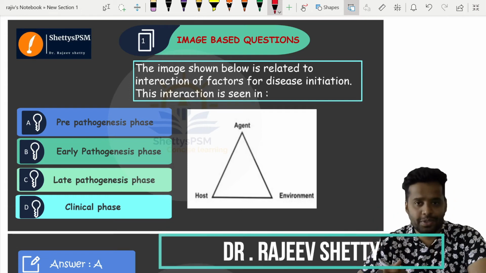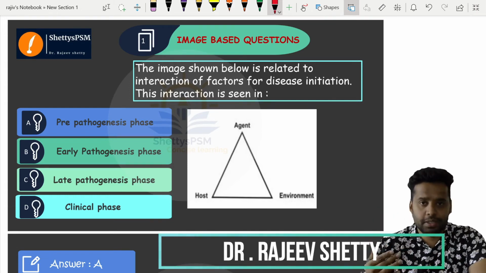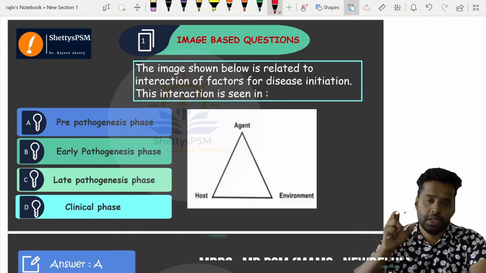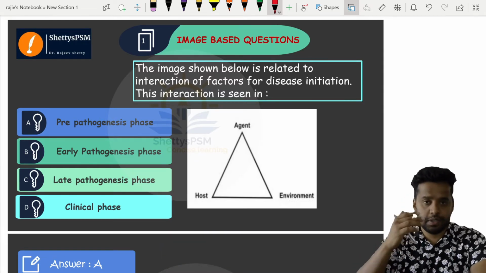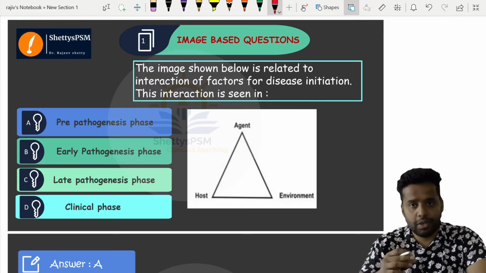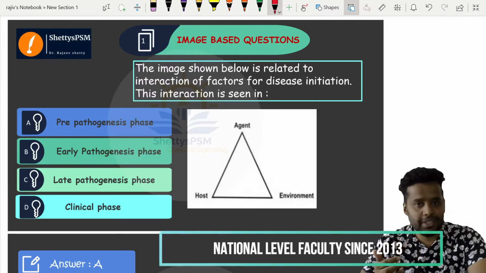Hi students, today we are discussing all the image-based questions which I have posted on your Instagram page. There were a total of 100 questions. I have given the PDF for you. So in this session, I'll be discussing all the questions in rapid mode. I'll be covering all the keywords of your image-based questions.